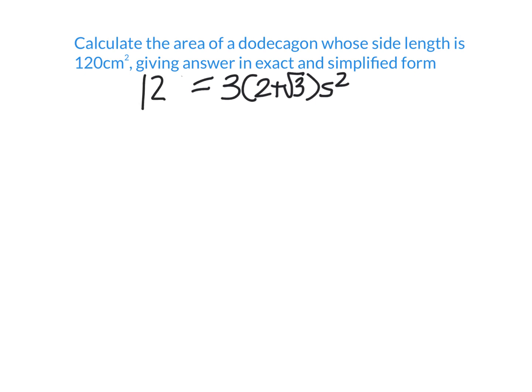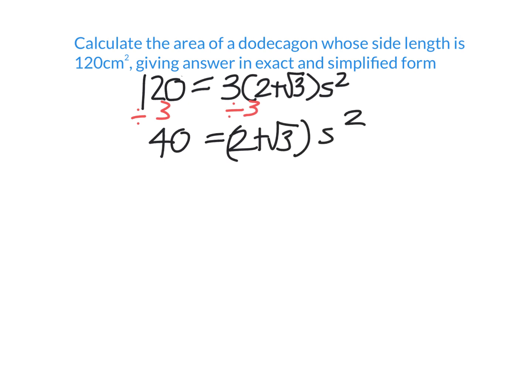Now, this might look like an easy equation to solve, but the fact that we need an exact and simplified form actually means there's a hell of a lot of steps to it. Even though it is complicated, it isn't easy, it's still just an equation. We've solved them a million times before. Let's undo what's been done to S. So what's been done here, S was squared, then times by this to get 120. We did this last, let's undo it first. I'm going to divide each side by 3. So dividing each side by 3, I get 40 equals 2 plus root 3 in brackets S squared.